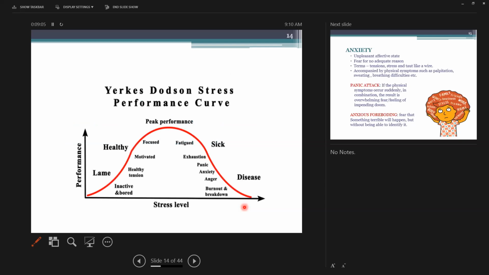Now, here we can see a curve which is known as the Yerkes-Dodson curve. As per this curve, there is a level of stress, and when that level of stress rises, there is healthy tension, motivation, and we get more focused. But at the peak, when the stress levels get too high, fatigue sets in, and then there is exhaustion, panic and anxiety, anger, burnout, and breakdown. The level from which we can differentiate the normal and abnormal reaction is determined by the severity of the stressors, the time for which the stressor was present, or the social support a person gets.